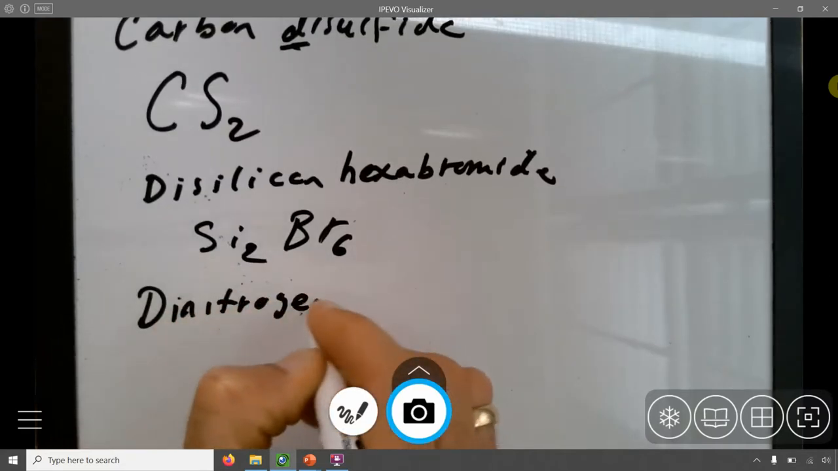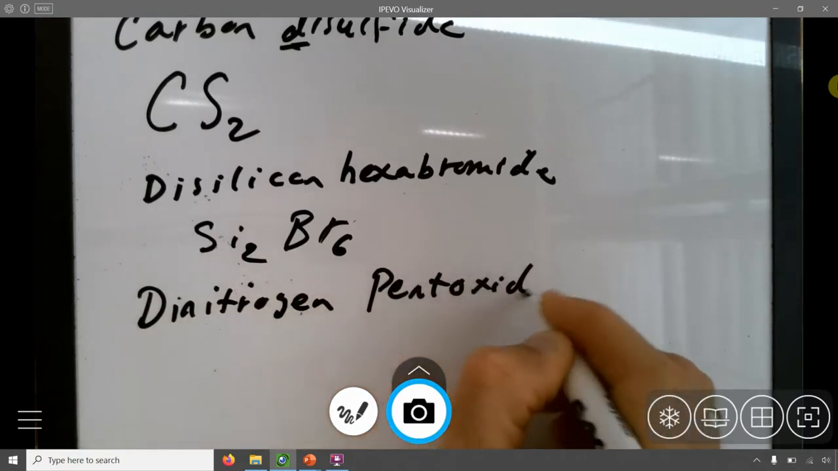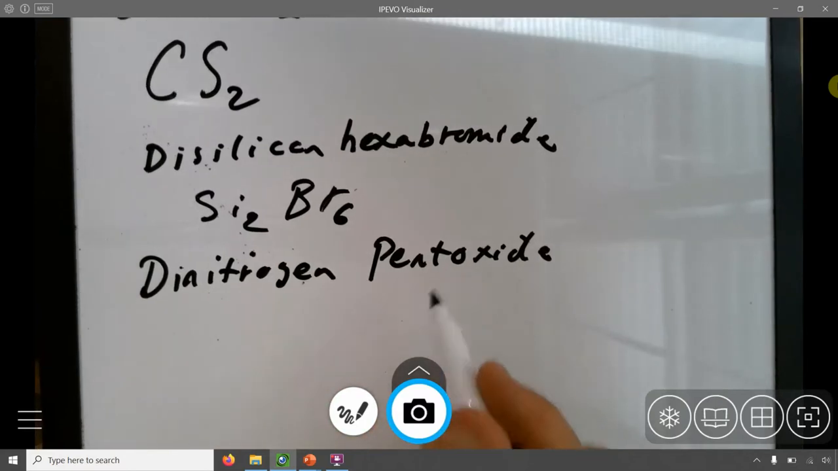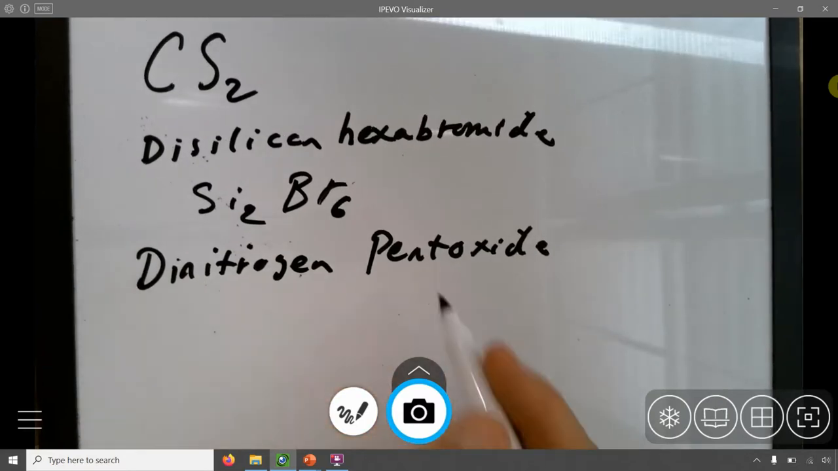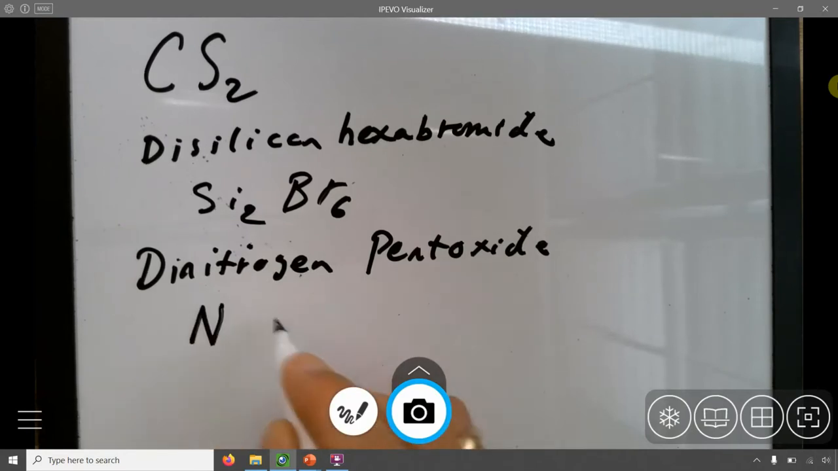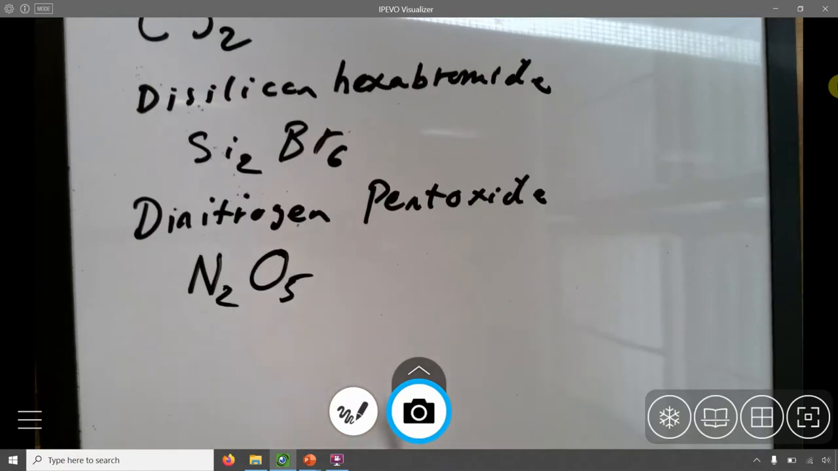Dinitrogen pentoxide. You know, it's not pentaoxide, it's pentoxide. I dropped the A. It usually happens with oxides. You drop the A. So if you wrote pentaoxide, I won't care. Whatever. N and O, I have 2 N's and 5 O's, N2O5. Okay, that's it. All right.